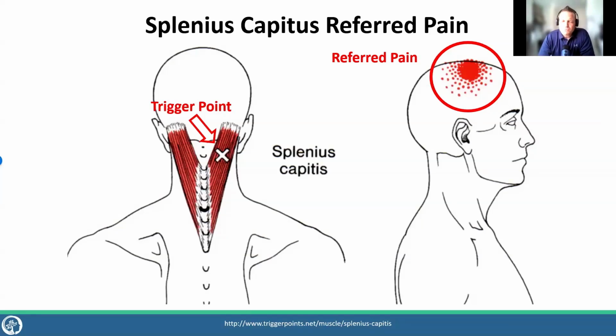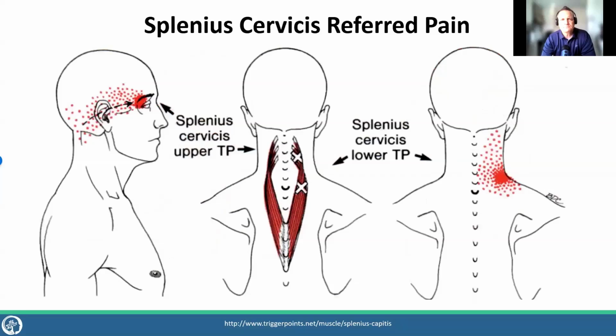I had a patient this week where applying pressure in that area, I did some dry needling, acupuncture needle right in the splenius capitis, and then I stuck another needle right in the scalp, right in that referred pain area, because I'm trying to affect those muscle spindles and change the communication up into the head.